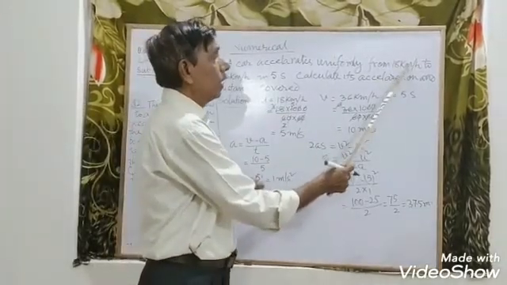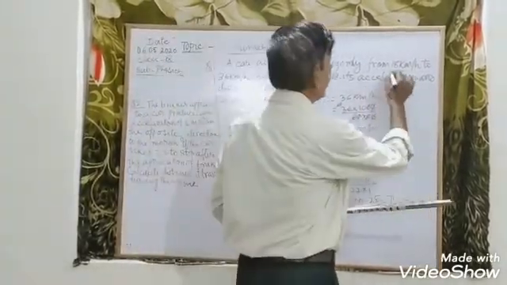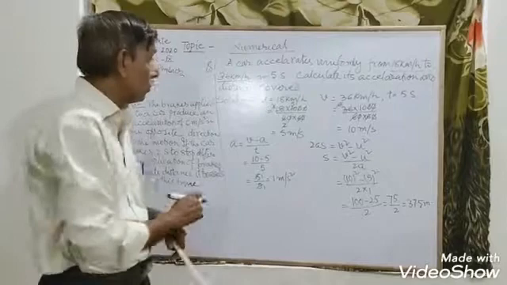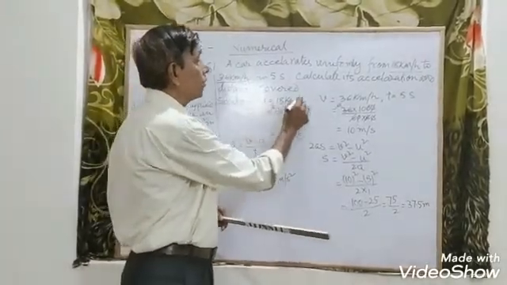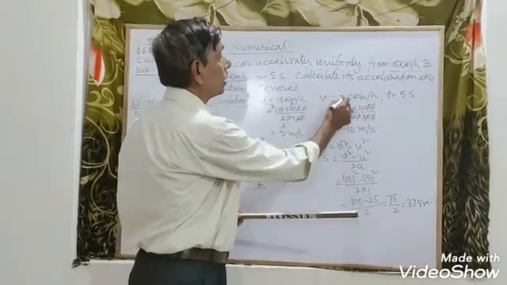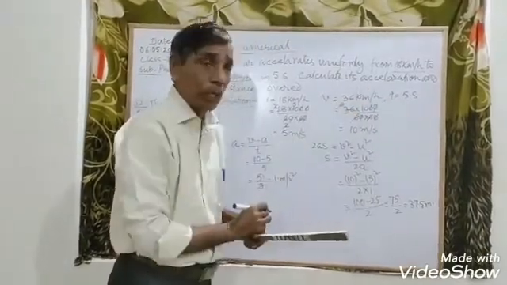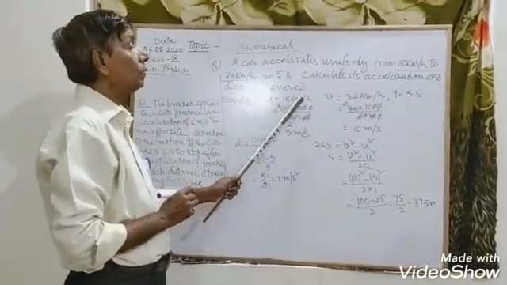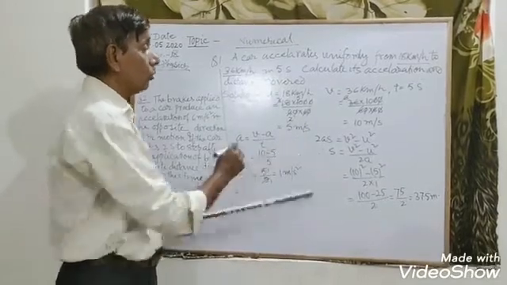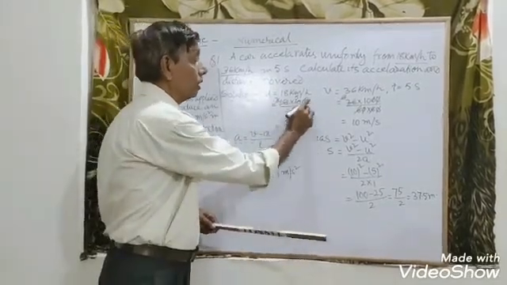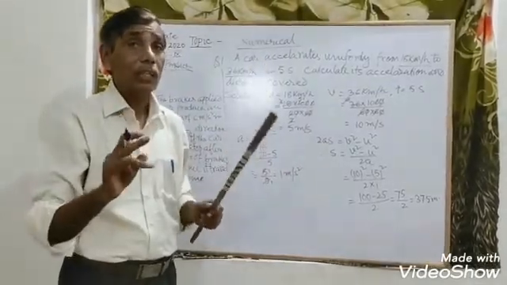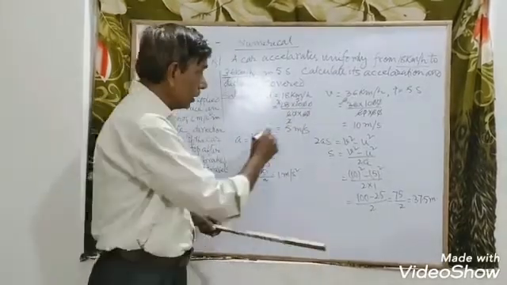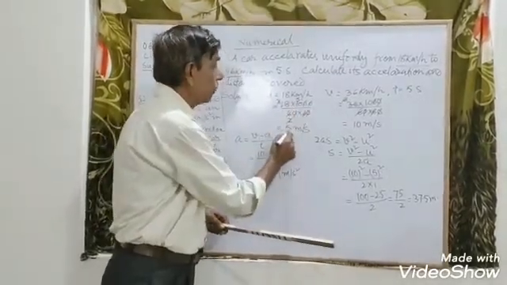This is the initial velocity, 18 km per hour, and 36 km per hour is the final velocity. So here u is equal to 18 km per hour and final velocity v is equal to 36 km per hour, and the time is 5 seconds. First and foremost, we have to change kilometer per hour into meter per second. What do we do? 18 into 1000, because 1000 meter is equal to 1 kilometer, divided by 1 hour, that is 60 into 60. After cancellation, we get 5 meter per second.